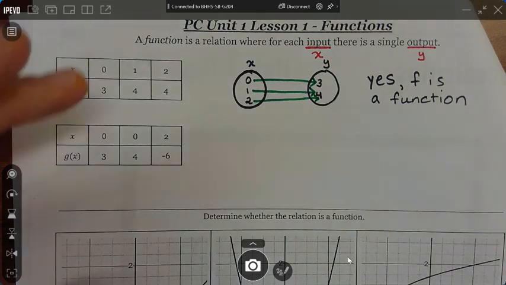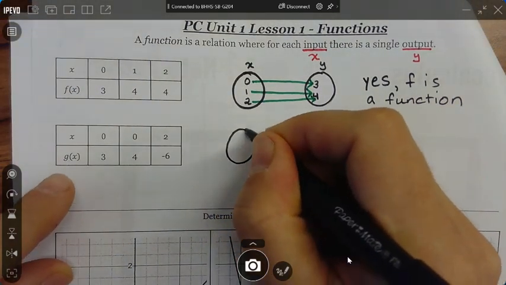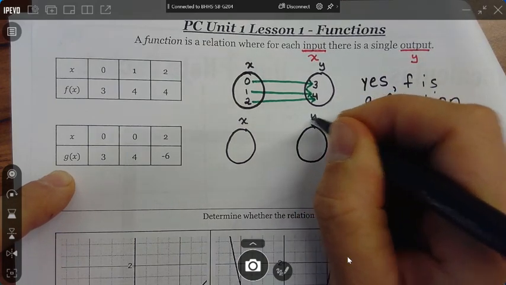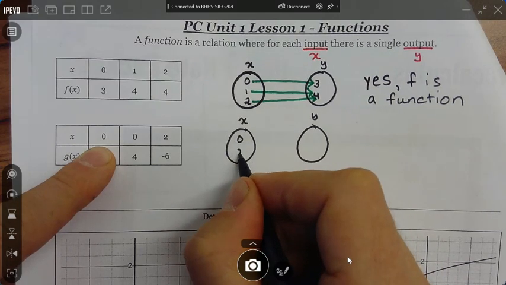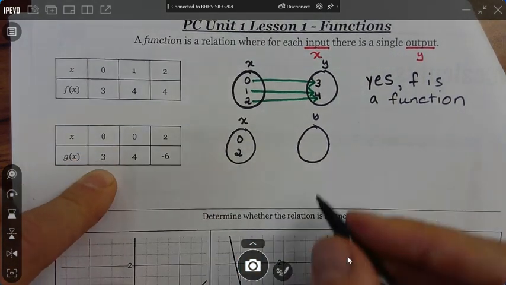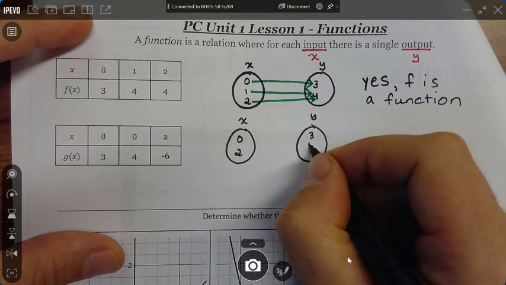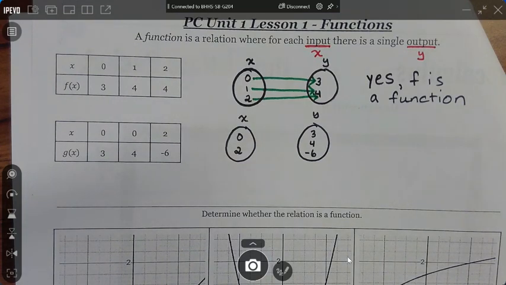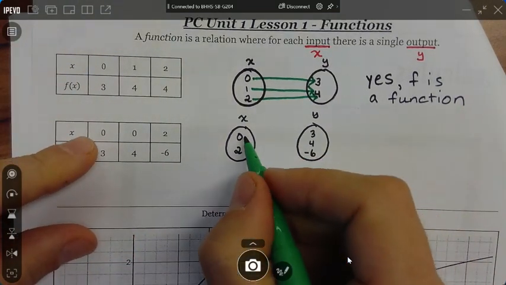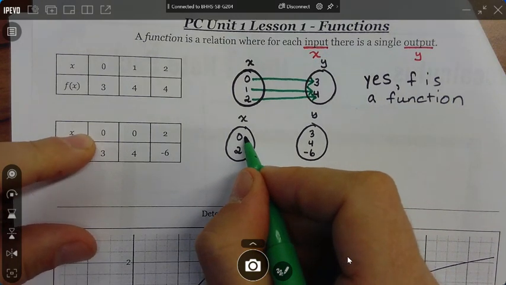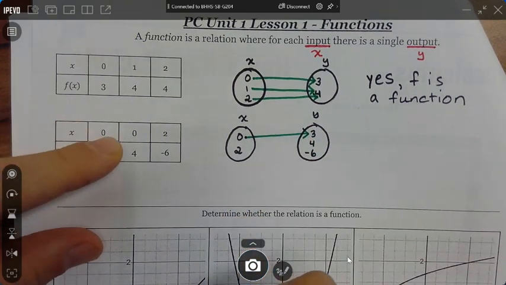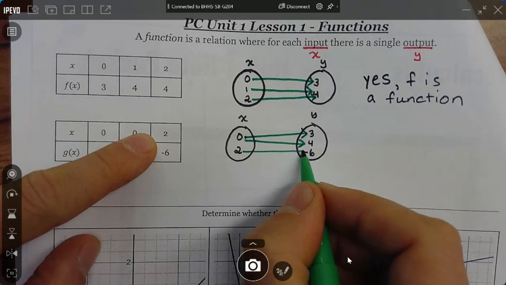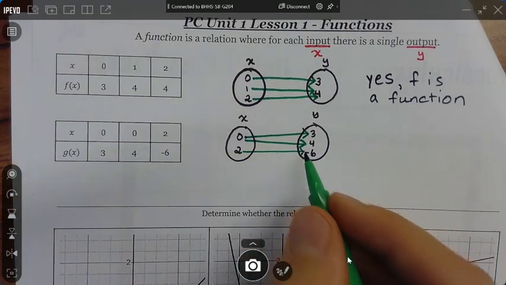Let's do one more. This is G. G has two inputs. They are 0 and 2, two of my favorite numbers. It has three outputs, 3, 4, and -6. G sends 0 to 3, it sends 0 to 4, and it sends 2 to -6.